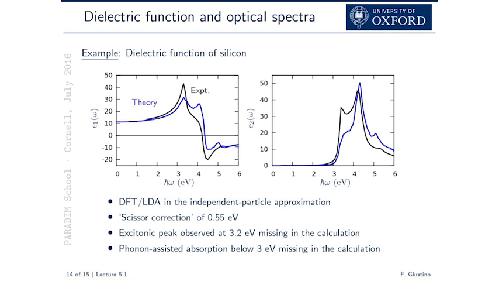So in practice, one of the physical effects which is missing here is essentially the formation of excitons. Okay, so when you promote an electron out of its ground state, you have to imagine you take an electron out of its position.